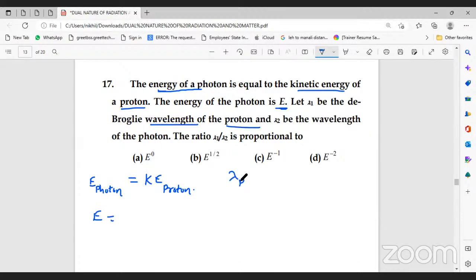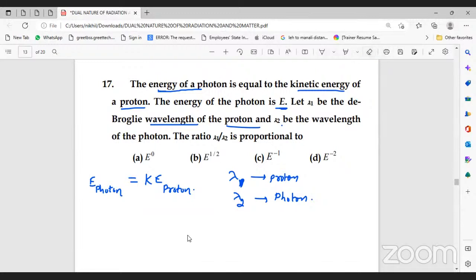Lambda 1 is the wavelength of the proton, and lambda 2 is the wavelength of the photon. Then they are expecting the ratio lambda 1 by lambda 2.